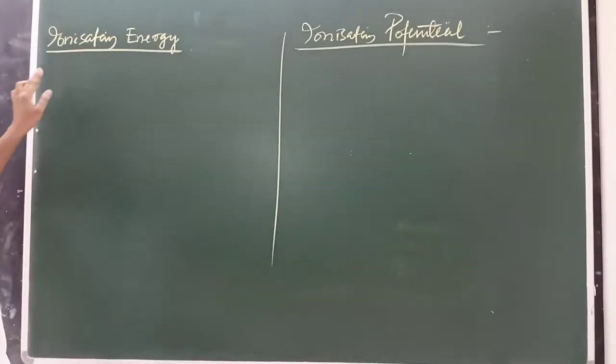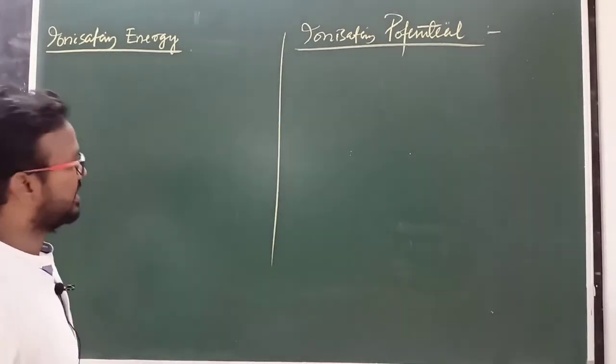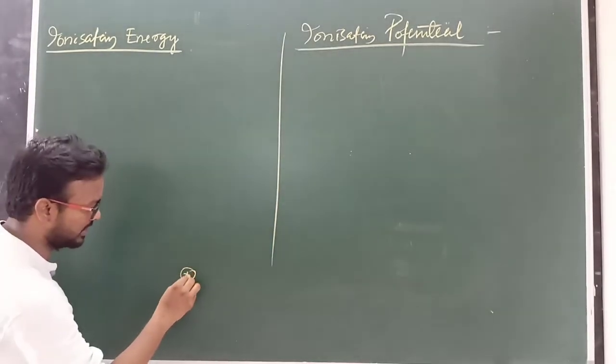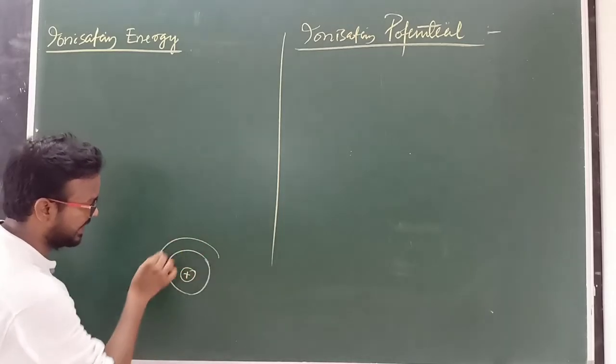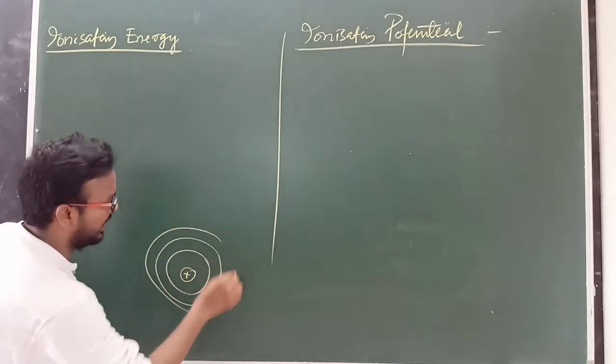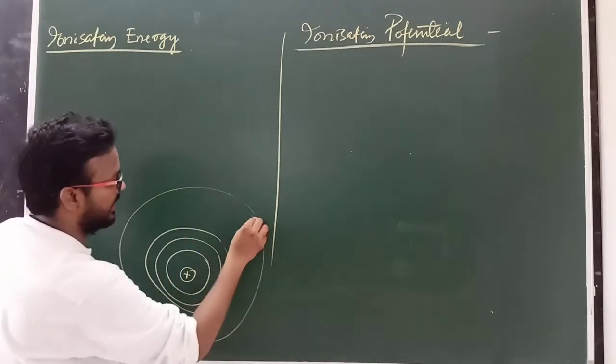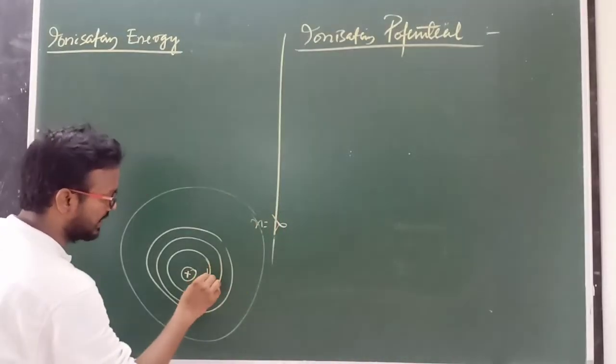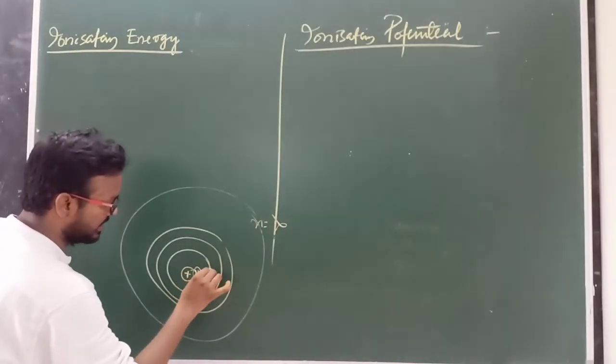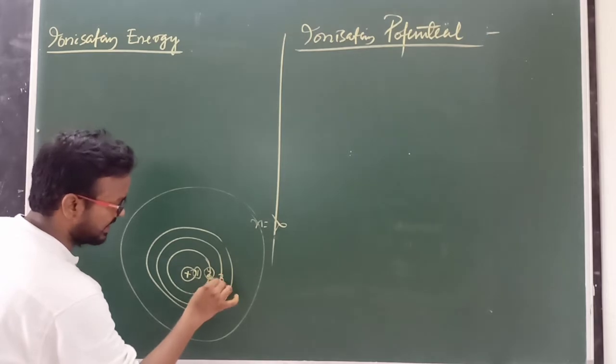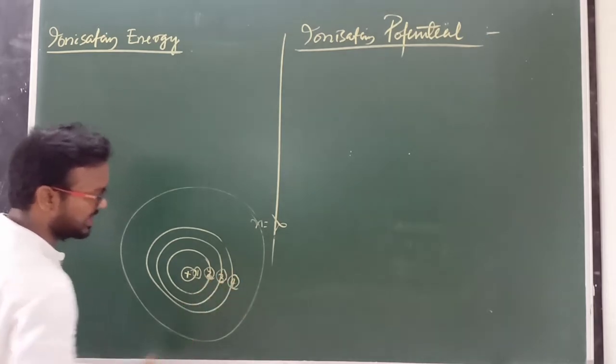And the next point: ionization energy and ionization potential. This is the ground level of the hydrogen atom. This is the first excited state, second excited state, and third. And this, suppose, is infinite, here n equal to infinite. Suppose this is the ground state, this is the first excited state, second excited state, and fourth excited state.